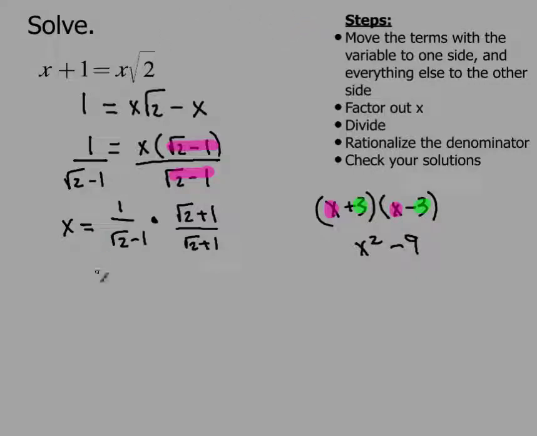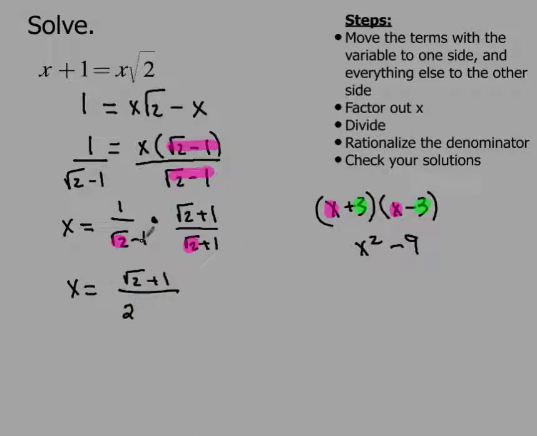So let's take a look at what this one would look like. You're going to have x equals, in the numerator, you're just going to have 1 times square root of 2 plus 1, which is nice. Square root of 2 plus 1 is in the numerator. In the denominator, your first term, square root of 2 times square root of 2, when you multiply those two terms together, of course, you know the radical is going to go away. You're just going to be left with 2.